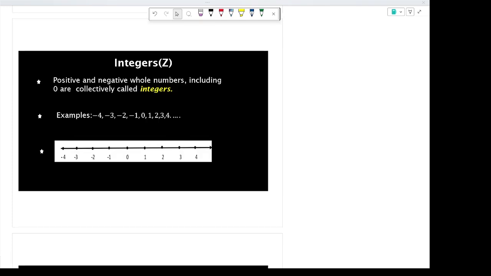Integers expand our whole numbers by including the negative numbers. So the positive and the negative whole numbers, including 0, are collectively called integers. Integers, as you can see, are -4, -3, -2, -1, 0, 1, 2, 3, 4, up to infinity. So 0 is the dividing point between the negative numbers and the positive numbers. And it's also a reference point where we are making any measurement.